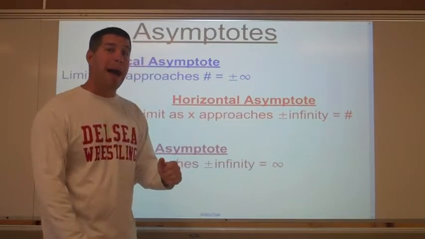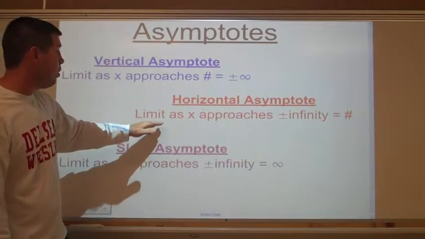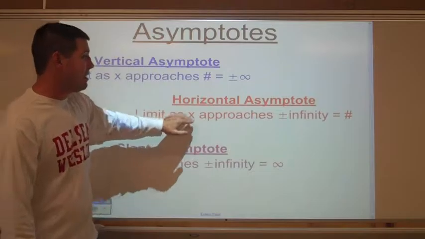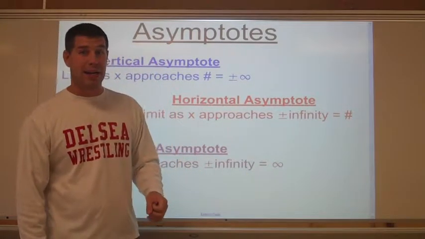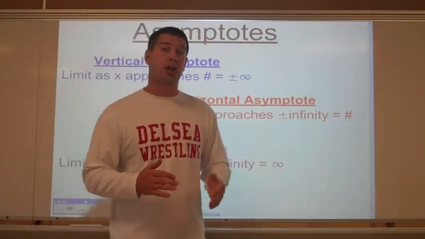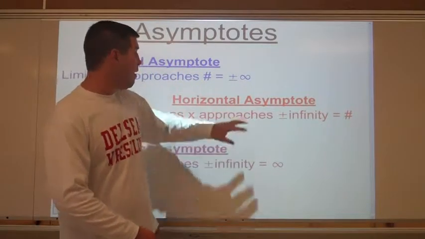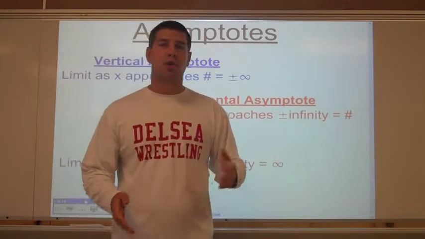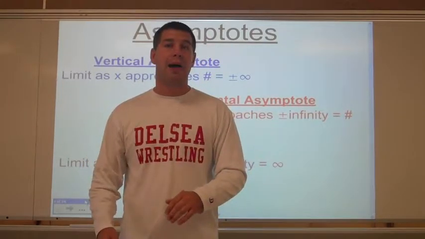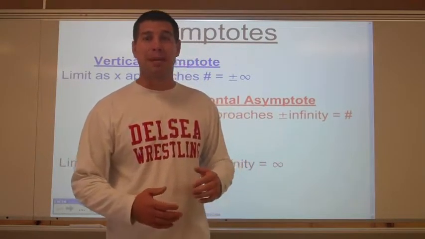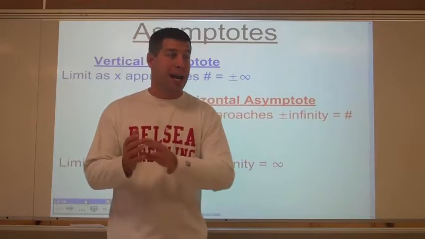Horizontal asymptotes are kind of backwards. Horizontal asymptotes happen at the end. Limit as x approaches positive or negative infinity, and then the value of the function will be approaching a number, so kind of the opposite of vertical asymptotes. You would have talked about horizontal asymptotes in your pre-calculus coursework. You might have referred to it as end behavior. What happens to the function at the end?